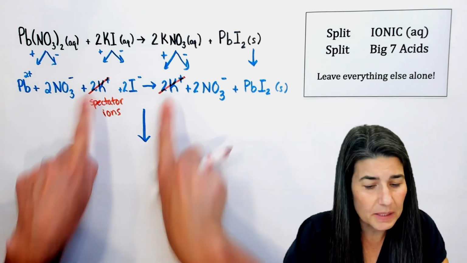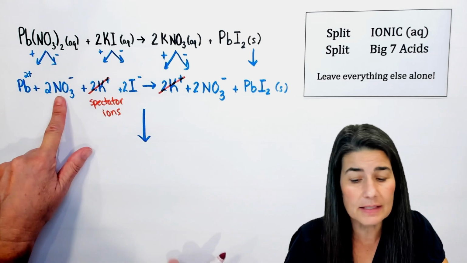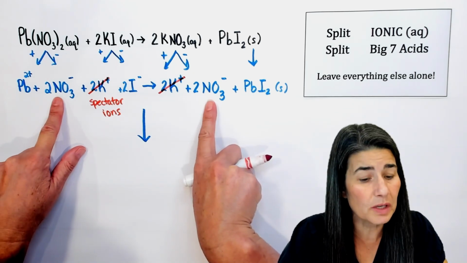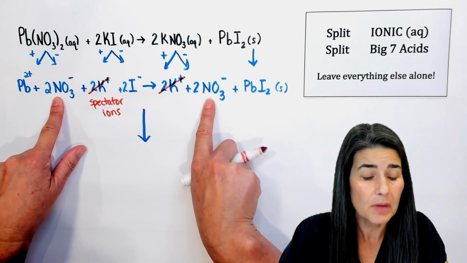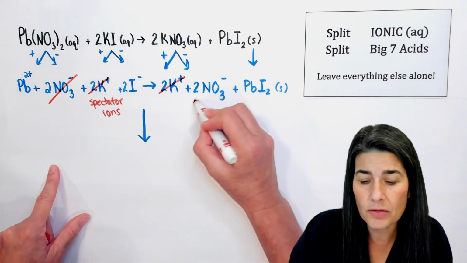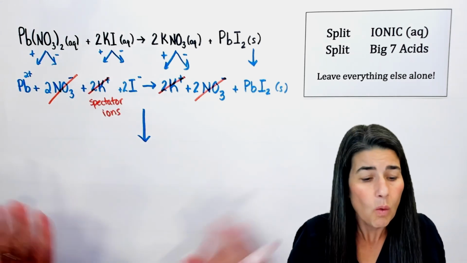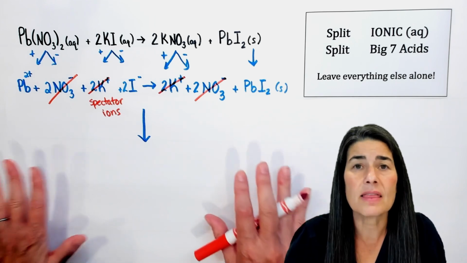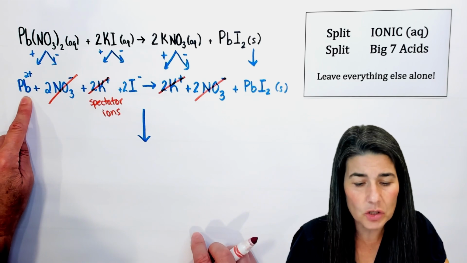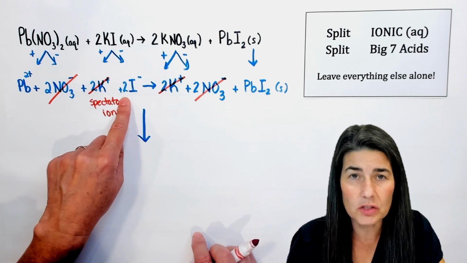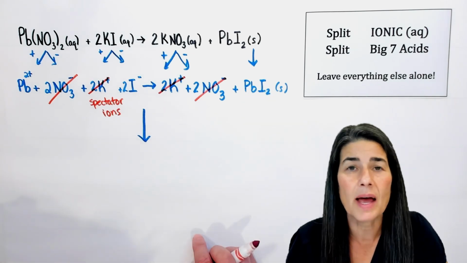So one of my spectator ions is potassium. The other spectator ion is nitrate. I have two nitrates on the left. I have two nitrates on the right. I can also cancel those out. They are also spectator ions. What I'm left with is the things that actually reacted during this reaction. Lead 2+ reacted with two I- to form PbI2 as a solid.